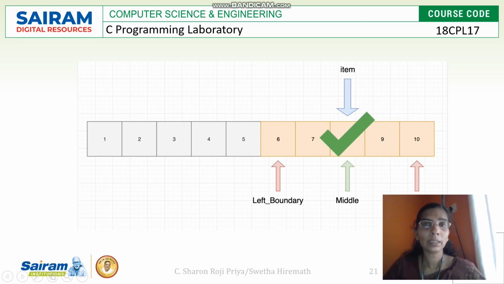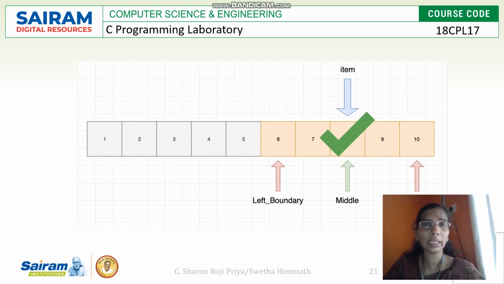Here, since the index starts from 0, the first index is 0 and the last will be 9. 0 plus 9 divided by 2 will give you 4. So what is the fourth element? Index starts from 0, right? So 0, 1, 2, 3, 4. This becomes my middle.